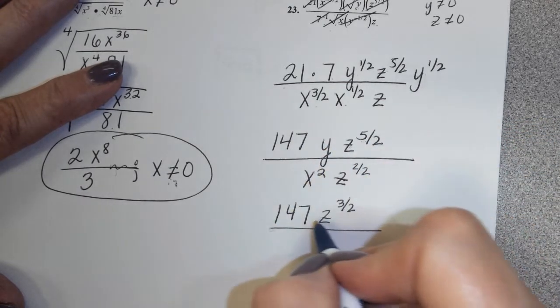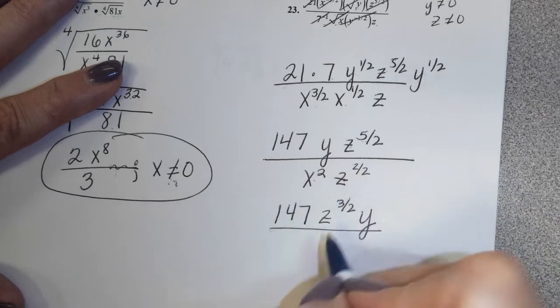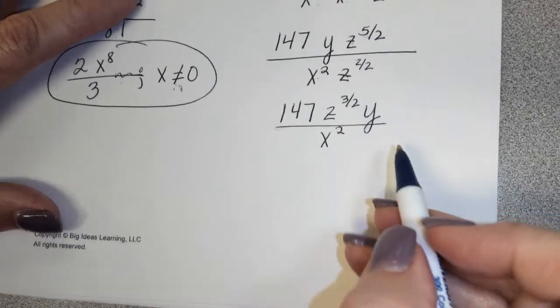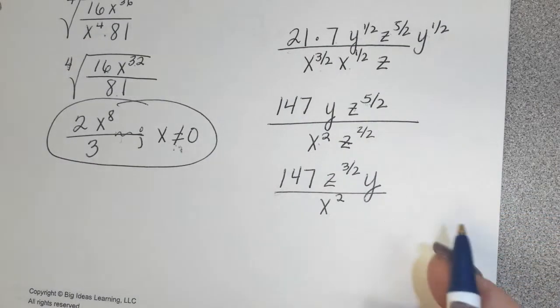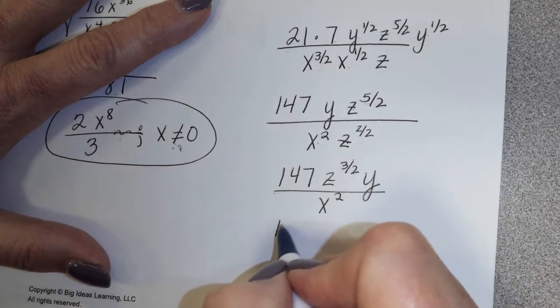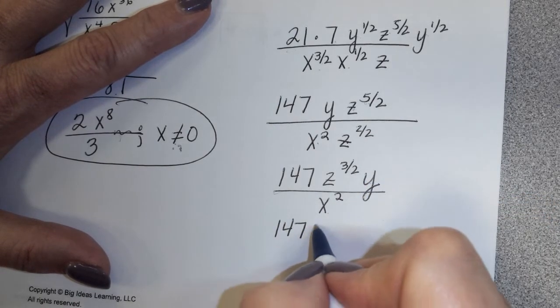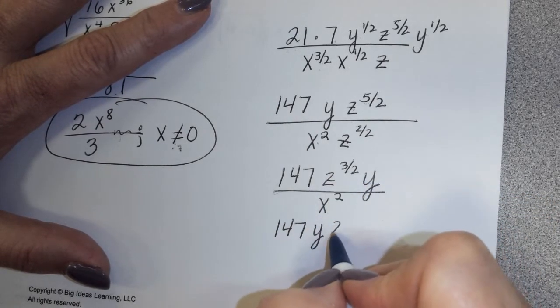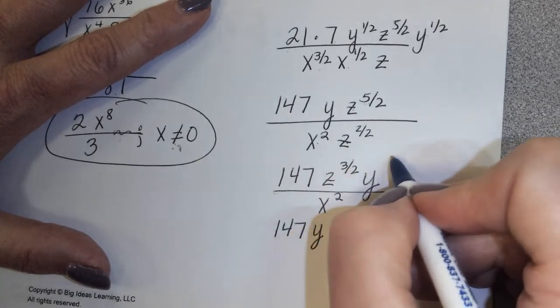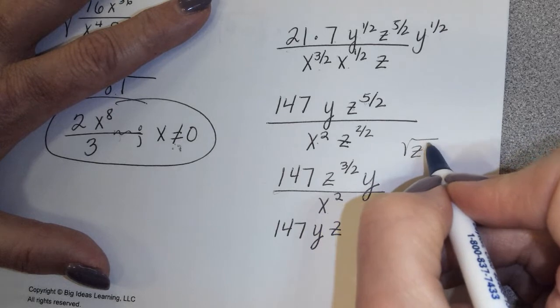I also have the y. And I have the x squared. That's not going to change. Alright, now they told us to write all these in radical form. So I'm going to have 147. Y stays where it is. Z is okay. I got to think that that was really the square root of z cubed.